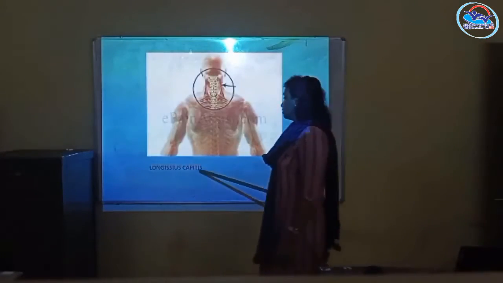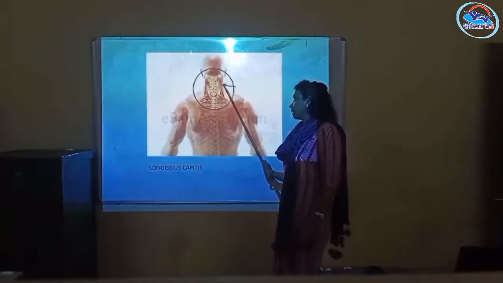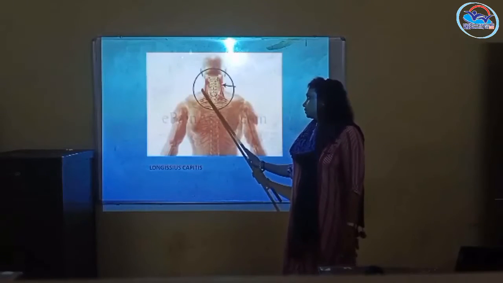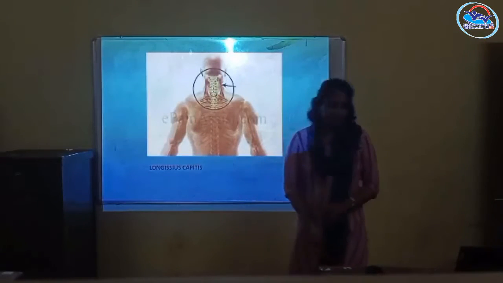This one is Longissimus Capitis. On both sides we can see the Longissimus Capitis, and it directs our head. These two muscles direct our head. Longissimus Capitis.